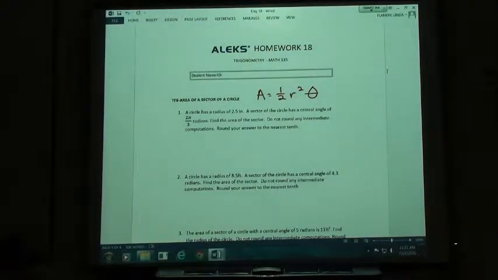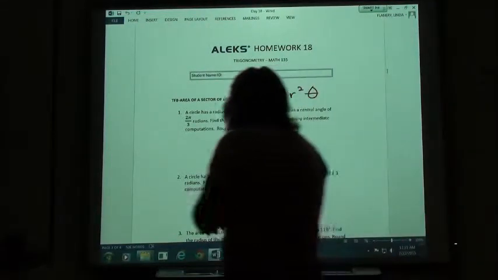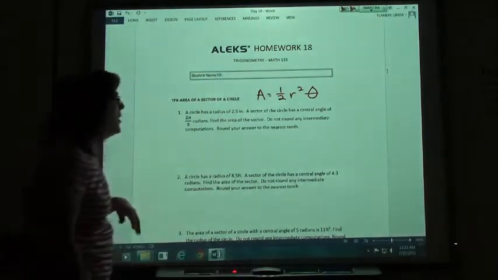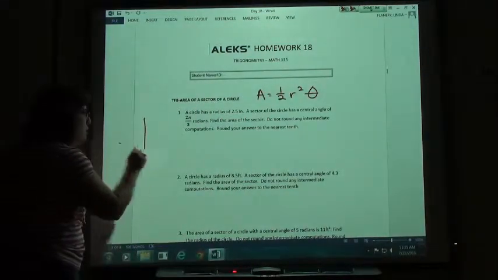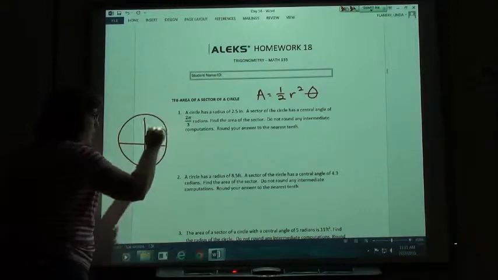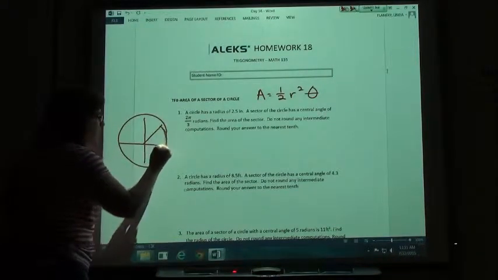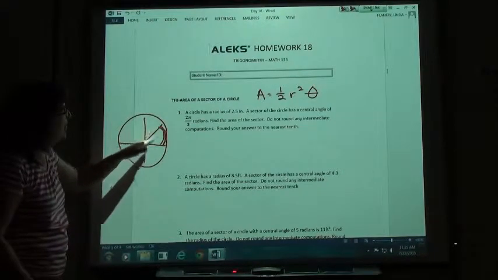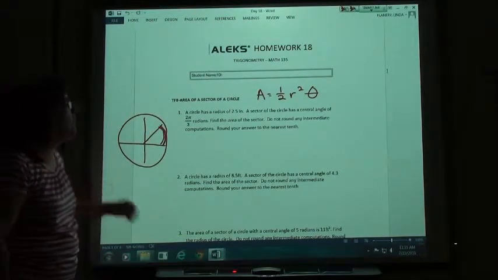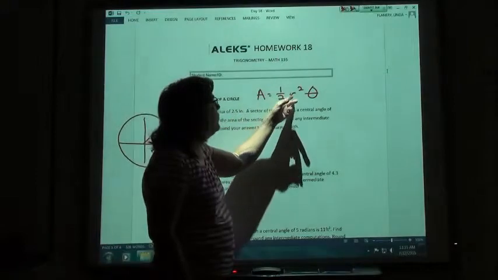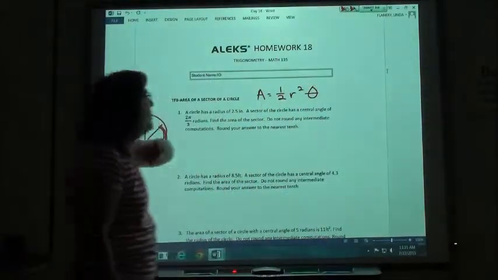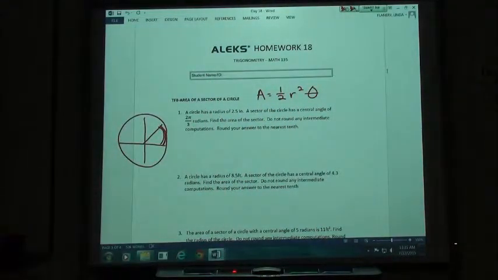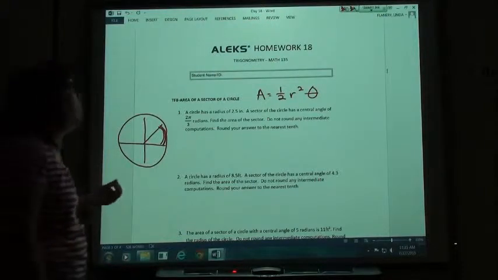All right, so homework 18 starts off with the area of a sector of a circle. So when we had that circle and I was finding the arc length, now what we're going to do is find the area in there. And so the formula for the area is a half the radius squared times the measure of that central angle, and again the central angle needs to be in radians.